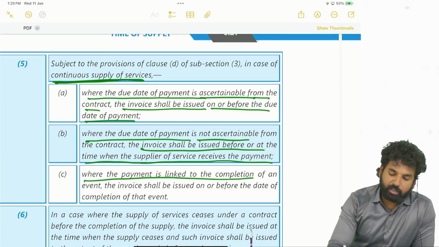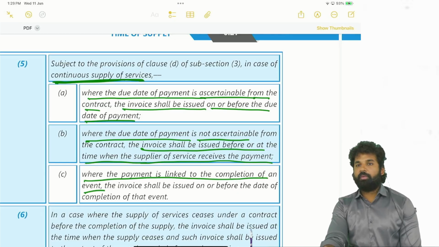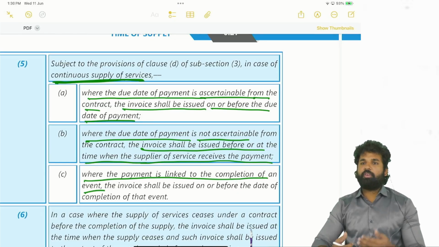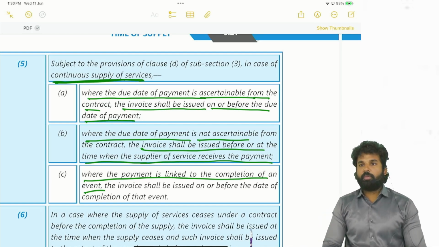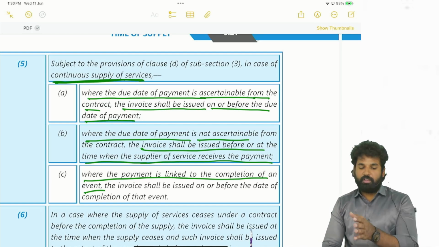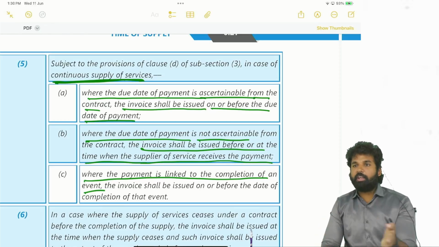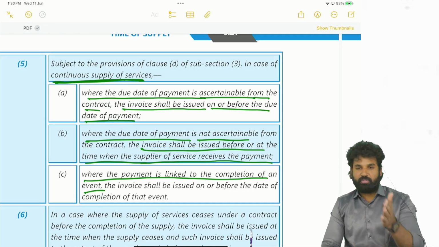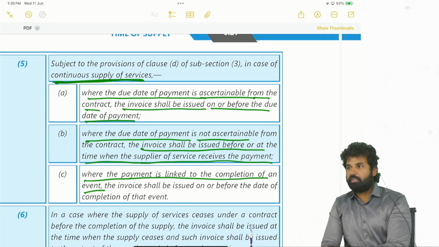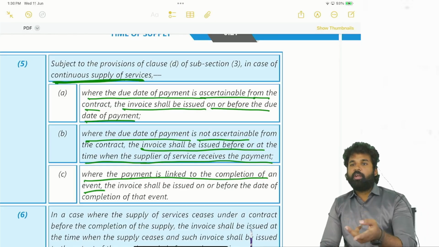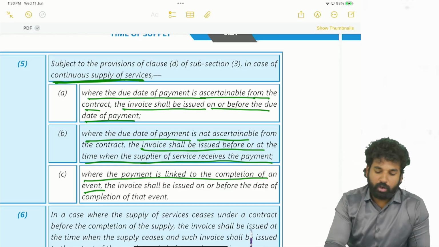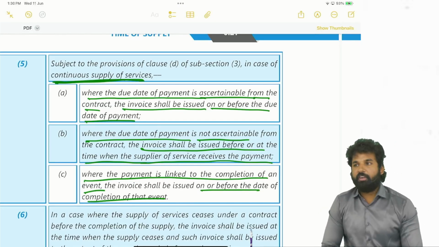When the payment is linked to the completion of an event, completion of an event means whenever you are providing services continuously and the payment is linked with a particular event. In such cases, that event has been completed, that means phase 1 is completed, phase 2 is completed. Likewise, if it is connected with an event and such event is completed, the invoice has to be issued on or before the date of such completion of that event.